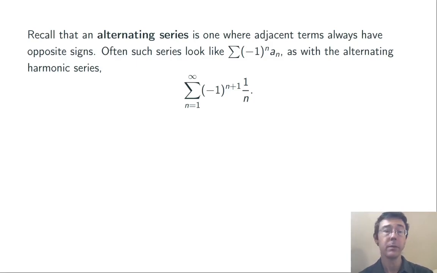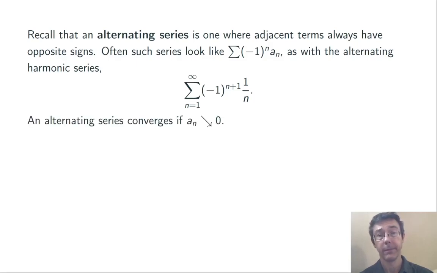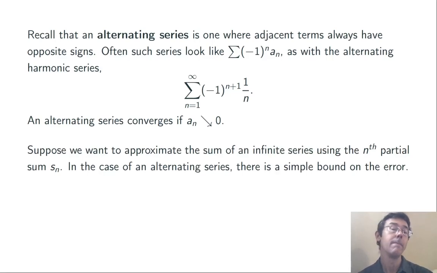A lot of times we write them in the form sum (-1)^n a_n, where the general term a_n is always positive. Your most basic example is the alternating harmonic series, 1 minus a half plus a third minus a quarter, and so on. There's a very simple test for convergence in the case of alternating series. If you have an alternating series and the general term a_n is decreasing and going to 0, then the series converges.